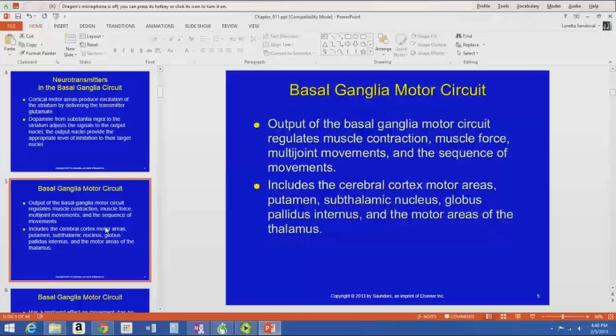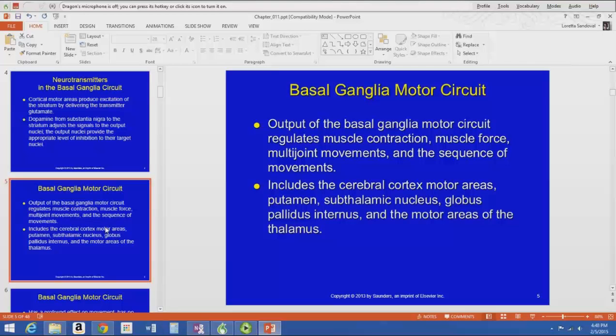I don't know if the word weird is clinically correct. So the output of the basal ganglia motor circuit regulates muscle contraction, muscle force, multi-joint movements, and sequencing of movements. So sequencing of movements is important. As I was saying, in Parkinson's, a lot of people lose that reciprocal arm-leg movement in walking, and they just kind of hold their arms down at their sides. They don't move their arms, and that affects your balance because the arms act as a pendulum in balance, and so it messes up their sequence of movements.